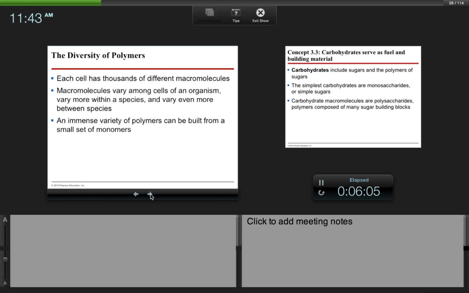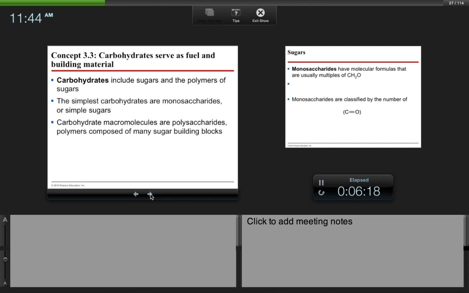Each cell has thousands of different macromolecules. Macromolecules vary among cells of an organism, vary more within a species, and vary even more between species. An immense variety of polymers can be built from a small set of monomers. So first we have carbohydrates. Carbohydrates are sugars and the polymers of sugars.